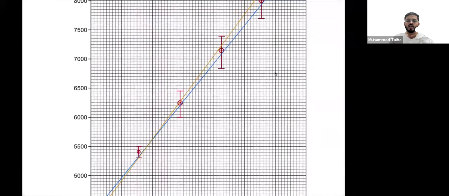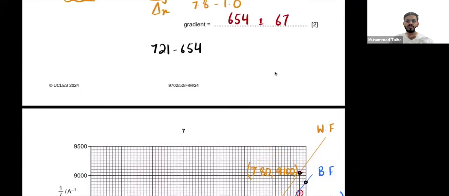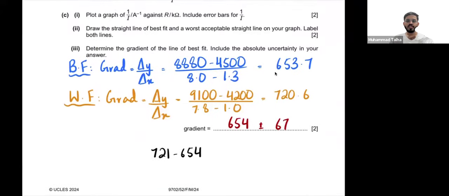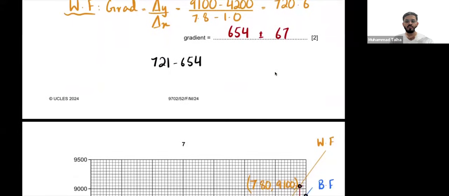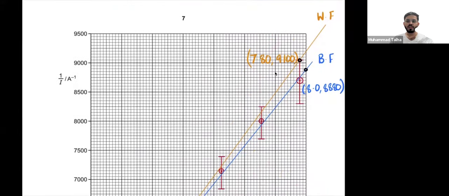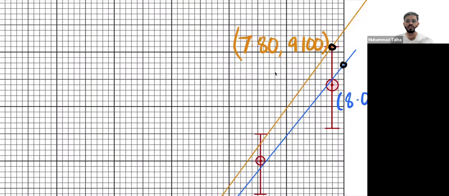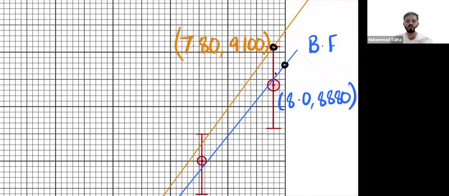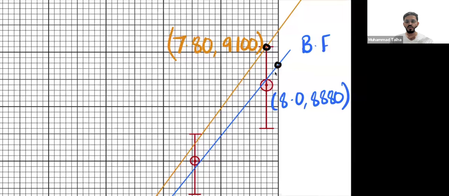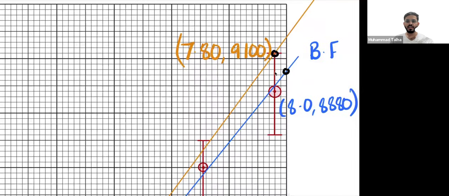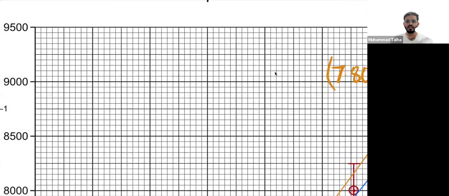Then I have to find the gradients. For the gradients in P5, it's not really necessary to draw a triangle. I've just labeled the points here. Again, just choose really sharp points. In this one, I really couldn't choose a really sharp point just because of how my line was. The rightmost line vertically, this is 8. And this value, which is here, this is 8880 approximately by sight.